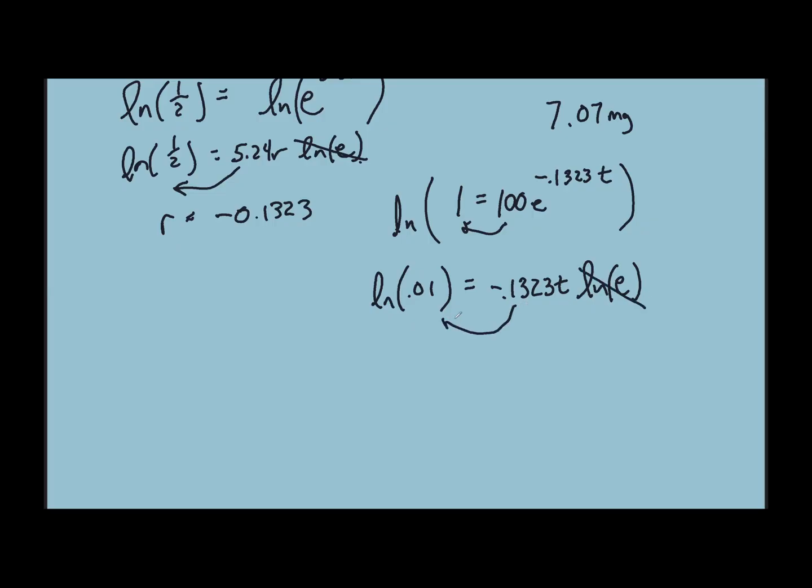And let's divide by this, and I'm going to get t equals ln of 0.01 divided by negative 0.1323. That should compute to about 34.8 years. That should be full credit for that problem.